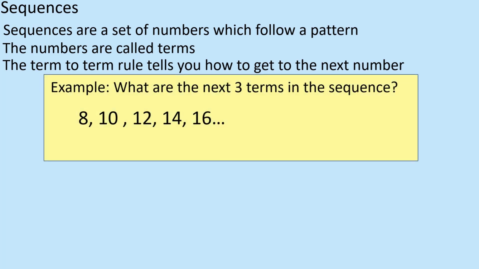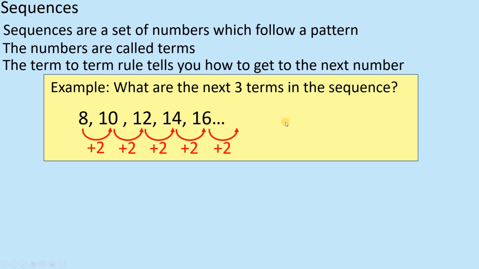So here's a couple of examples. What are the next three terms in the sequence? In quick summary, this is your first term, that's your second term, that's your third term, that's your fourth term, that's your fifth term, and what we're after is the sixth, seventh, and eighth terms in this sequence. So we're looking at the pattern, and it's 8, 10, 12, 14, 16, and hopefully you can spot that it's going up 2 each time. So our next three are going to be 18, 20, and 22, aren't they?